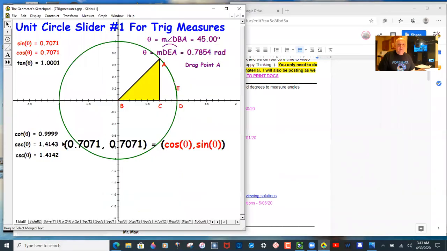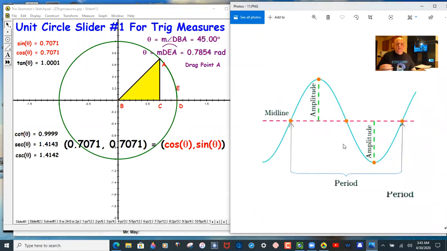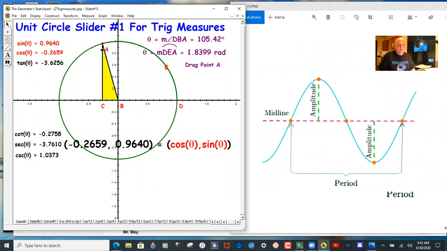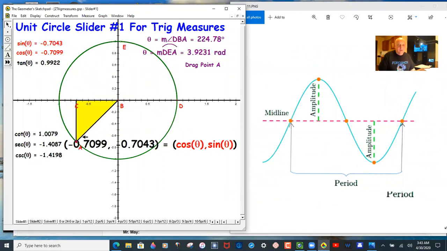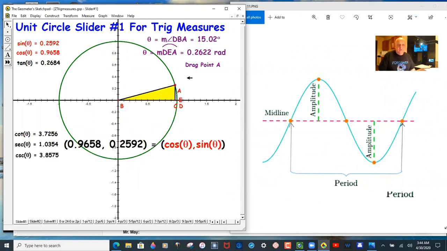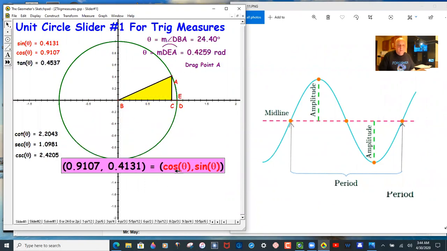So to start off with, I want to get a couple of screens up here. I always get the question every year: what in the world does winding a right triangle around a circle of radius 1 have to do with anything other than circular trig? So this is what we're doing. We're taking a right triangle and we are winding it around a circle of radius 1.